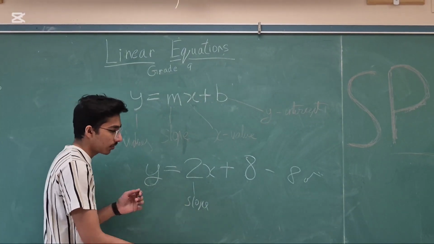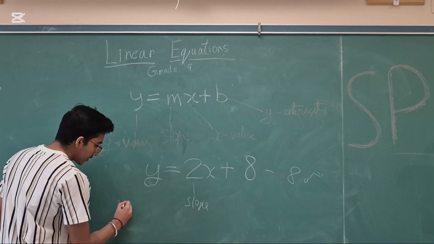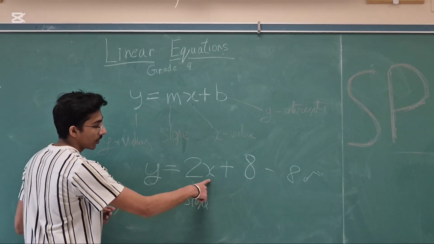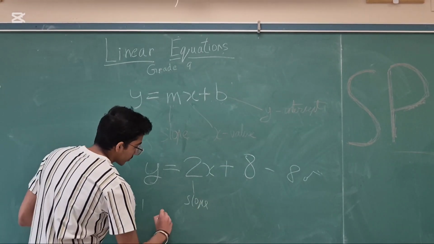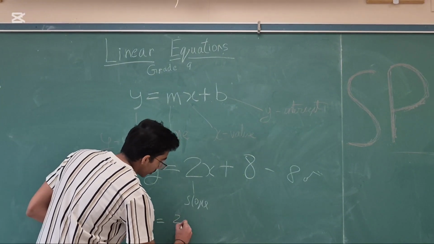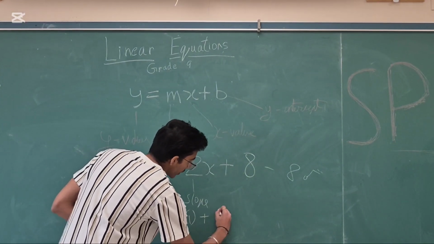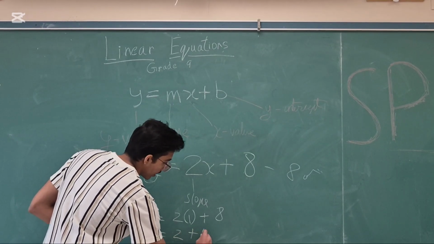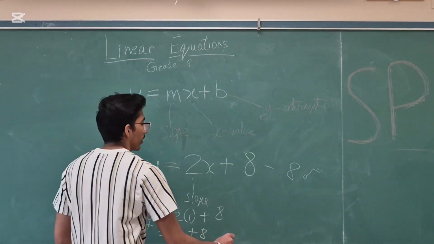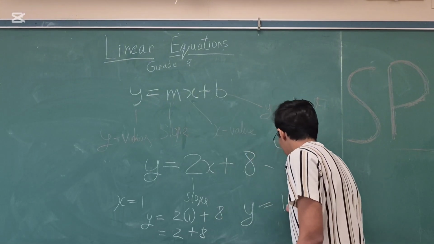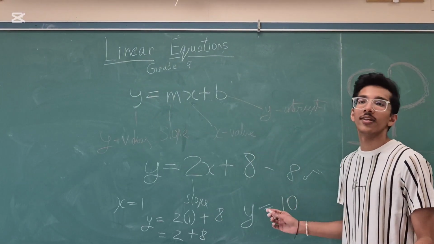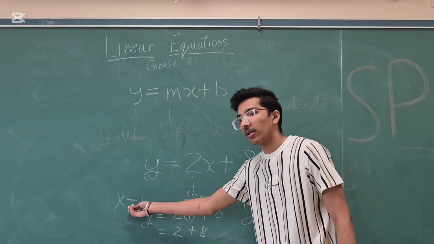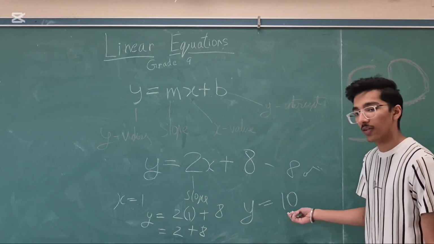So for example, let's say x equals 1 for this case. Then we put this x into here, substitute it. So it will be y equals 2 times 1 plus 8. Simple as that. That is 2 plus 8, which is 10. So y equals 10. That's it, an easy job you can do. So that means at x value 1, y is 10.